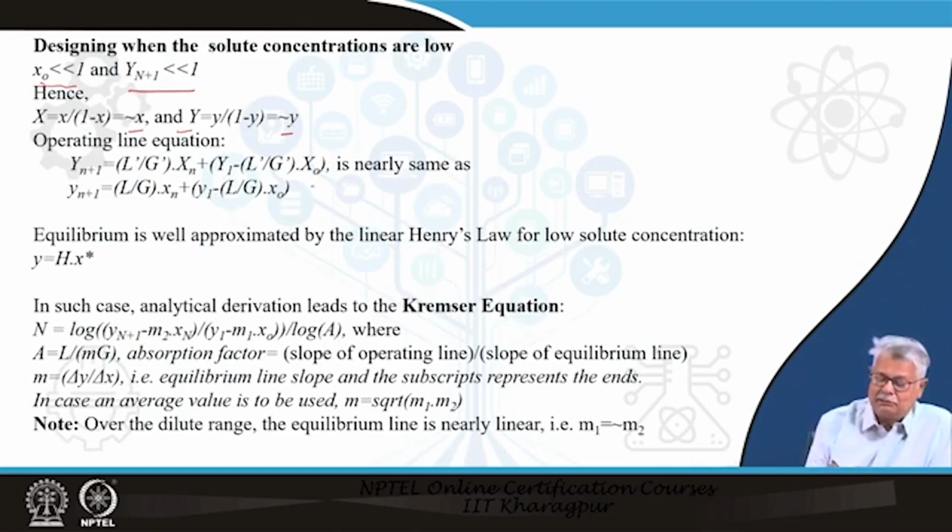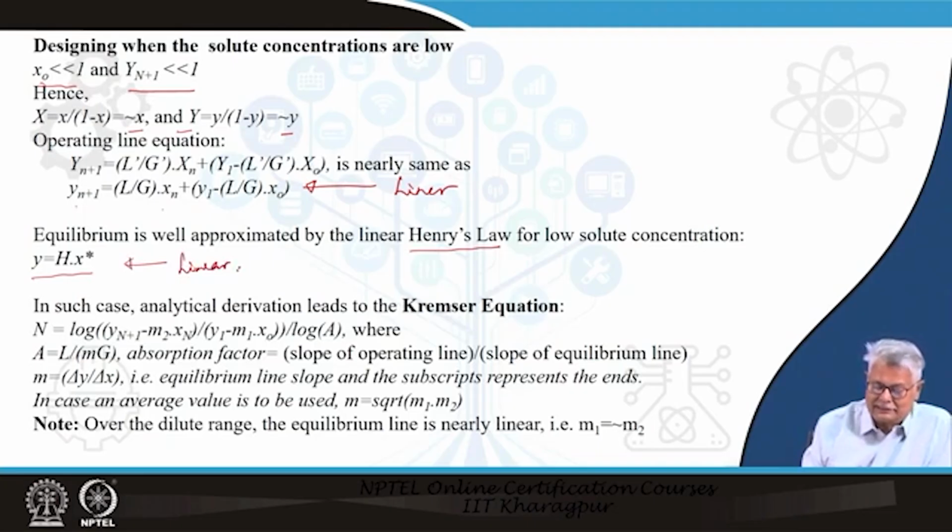So the operating line equation is approximately this. So what we have here is a simplified expression for the operating line equation. This is basically a relationship between y and x, and it is linear. That's the major thing. And we know that under dilute solutions with low concentration, Henry's law is valid for most of the systems. So what we write here is y is equal to h into x star, h being naturally the Henry's law constant, and this is also a linear equation.